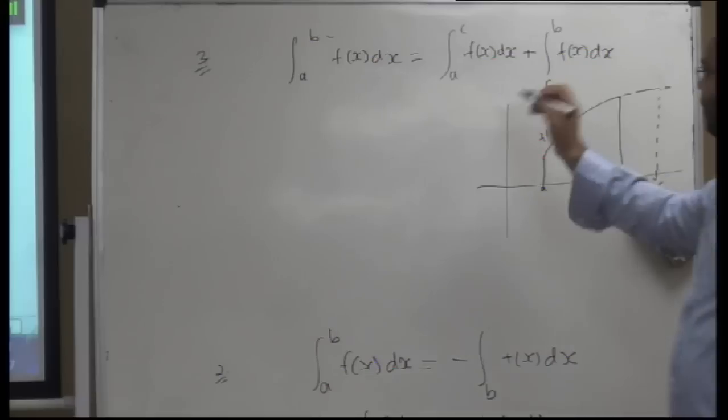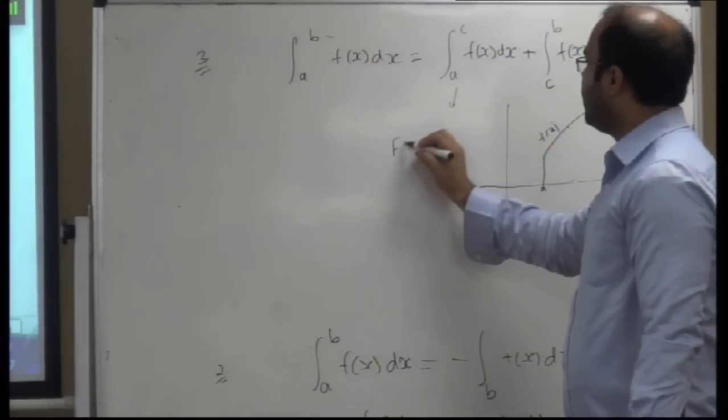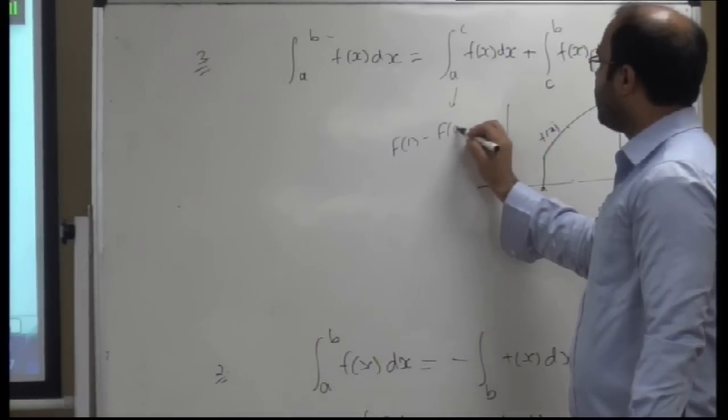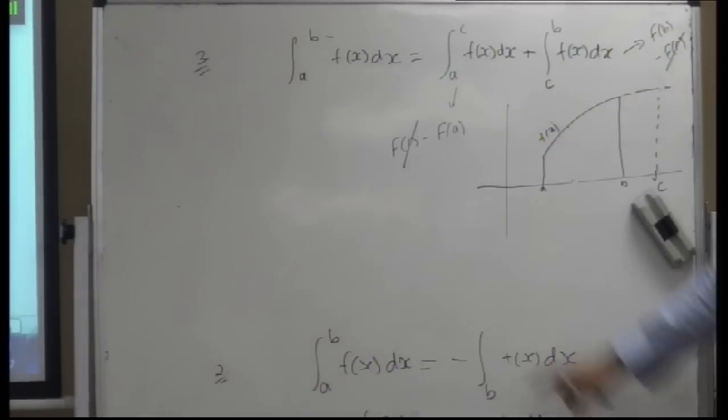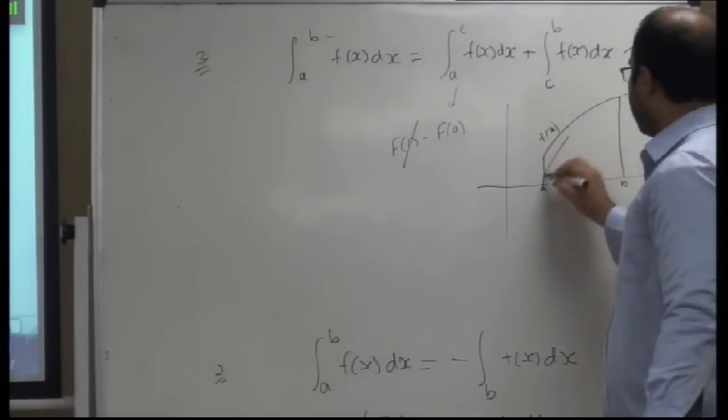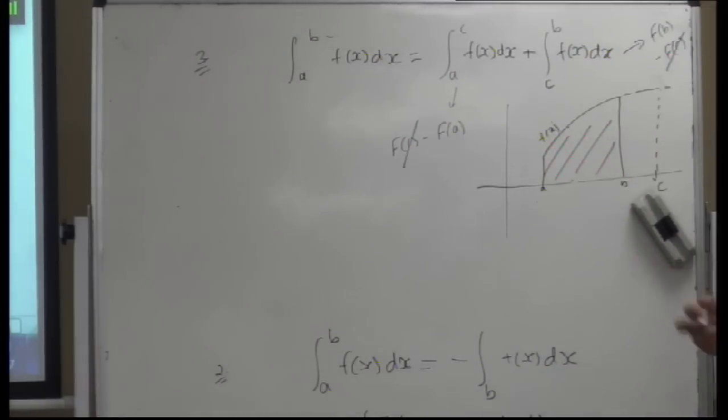Another way is by definition. This is f(c) minus f(a), and this is f(b) minus f(c). In any case, f(c) would get cancelled and you will get f(b) minus f(a). Fine. So this is actually the integral from a to b f(x) dx.